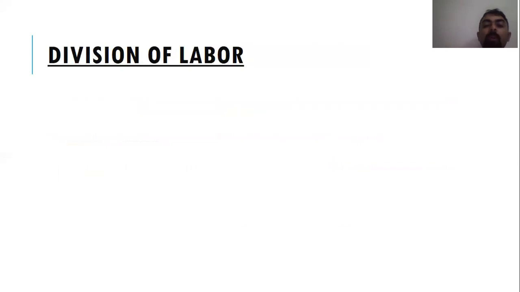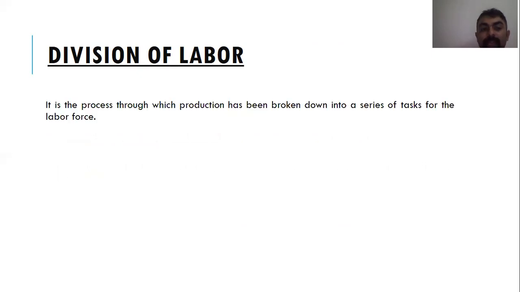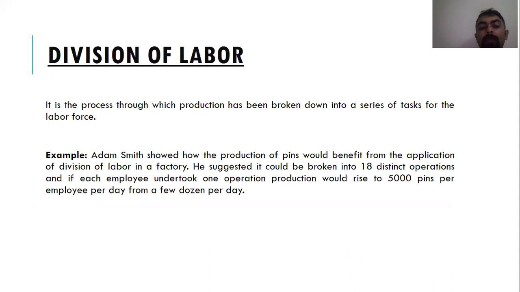And then we also have the very important concept of division of labor. This concept was brought forward by the father of economics, Adam Smith. It is a process through which production has been broken down into a series of tasks for the labor force. For example, Adam Smith showed how the production of pins would benefit from the application of division of labor in a factory. He suggested it could be broken down into 18 distinct operations, and if each employee undertook one operation, production would rise to 5,000 pins per employee per day from a few dozen pins per day.